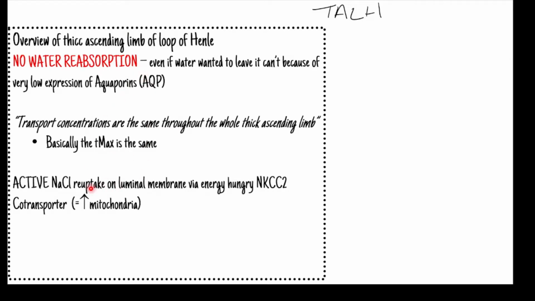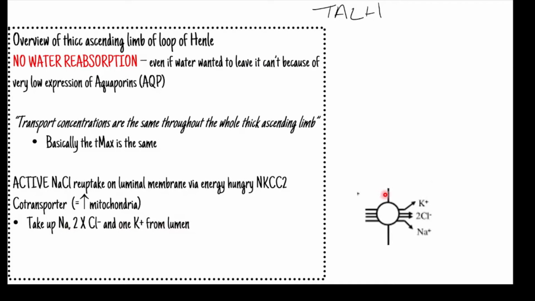How does it actually pump out sodium? From your lumen, it takes up sodium via channels called NKCC2. NKCC2 takes up one sodium, two Cl minuses, and one potassium. That's why it's NK, for sodium and potassium, and then CC is for two chlorides, and it's type 2. It takes these up from the lumen into your epithelial cell.